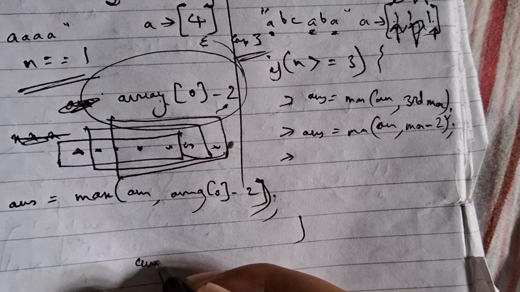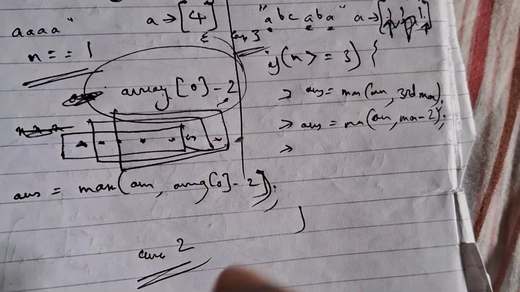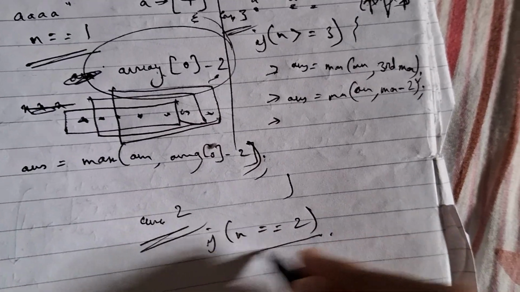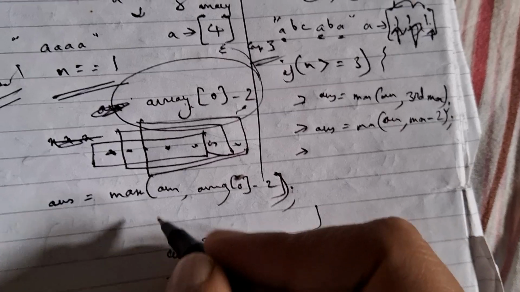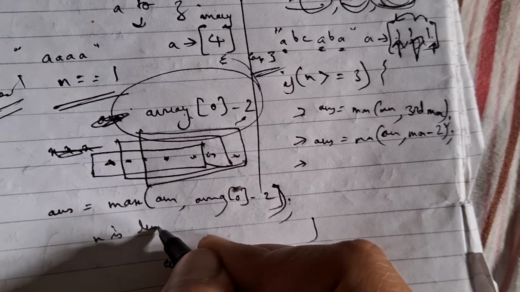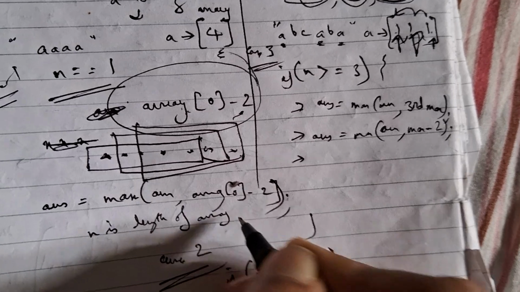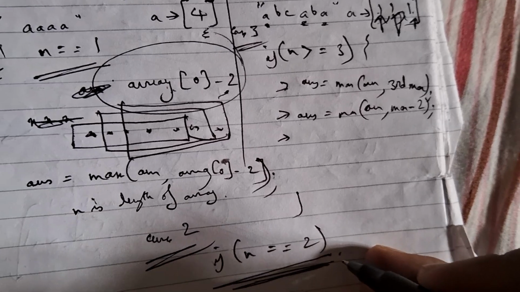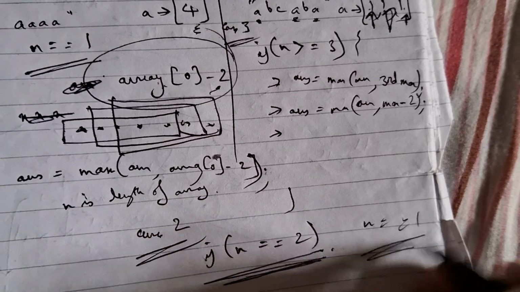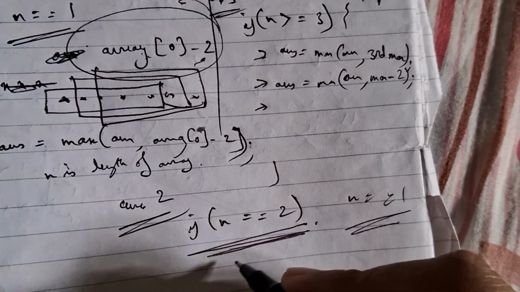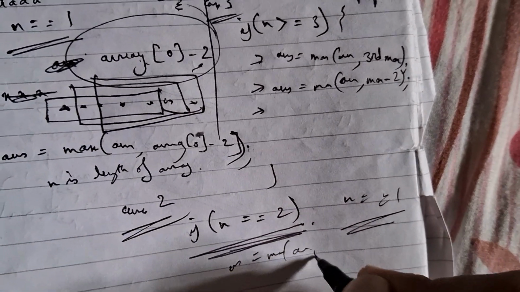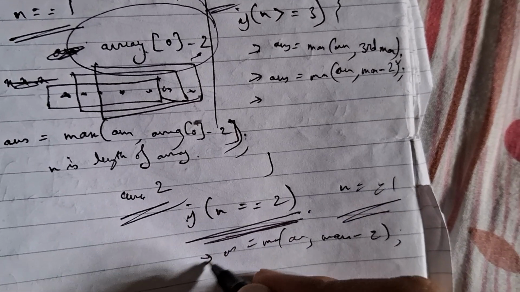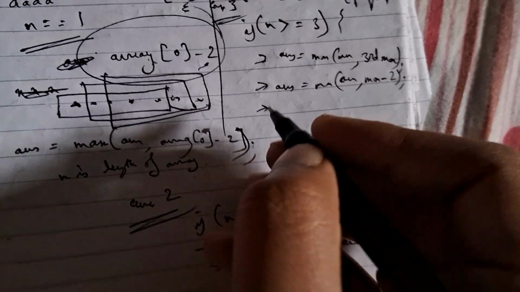Before understanding this, we will go to case 2, that is, if n is equal to 2. So if n is equal to 2, what do we have to do? What is n? Let me tell you, n is the length of the array, this vector array. So first of all we have to check for n equal to 1, that is, answer is equal to maximum of answer comma maximum element minus 2, right? Once we are done with this, we have to check for n equal to 2, that is, both the conditions.